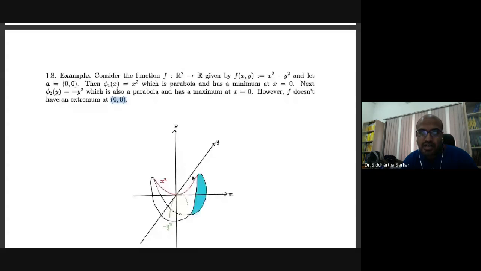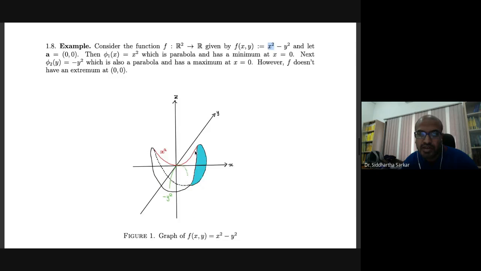So what happens if I try to examine what happens around the point 0, whether it has an extremum or not? Around this point, if I take the cross-section through the x-plane, you end up getting y equal to 0, and then you are examining the parabola given by x². This is the red curve over here, and if we look through the xz axis, this function has a minima at this point.